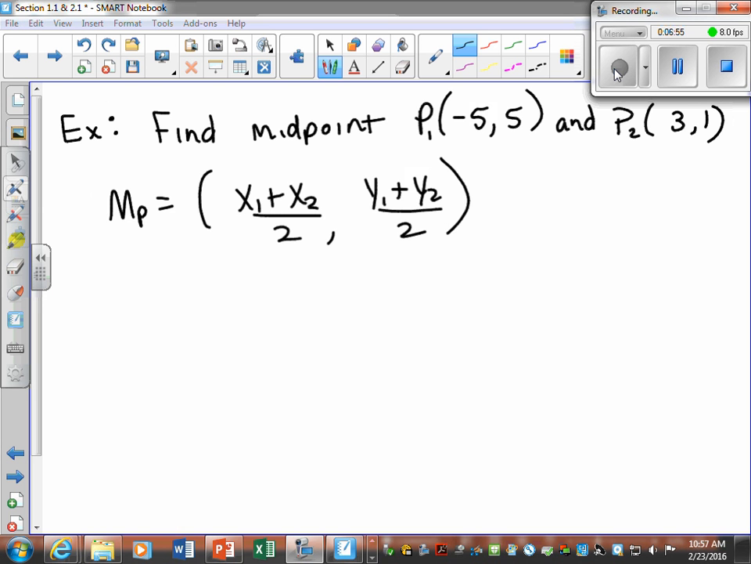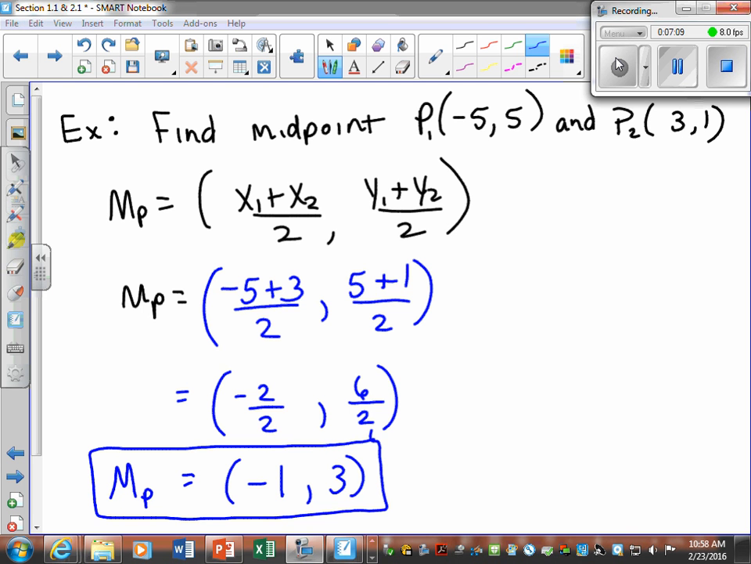Okay, here's our next midpoint problem. There's all your given information. Now you will need to work on memorizing your midpoint formula, but pause it from here and work this problem and then check your answer. Okay, did you get (-1, 3) as your midpoint?